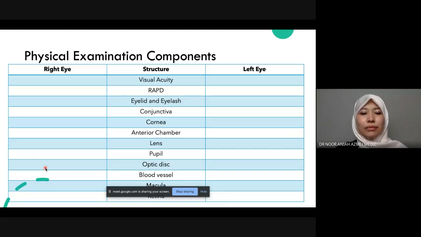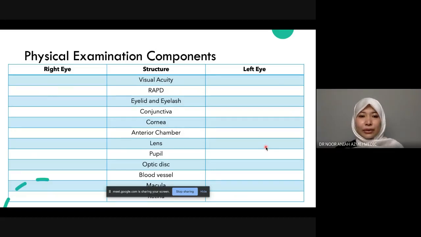well-defined, pink, CDR or cup to disc ratio is 0.3. The blood vessels normal, AV ratio is 2 to 3, the macula is flat, the retina is also normal. Okay, so this is what you're supposed to fill in. Do the same also for the left eye.